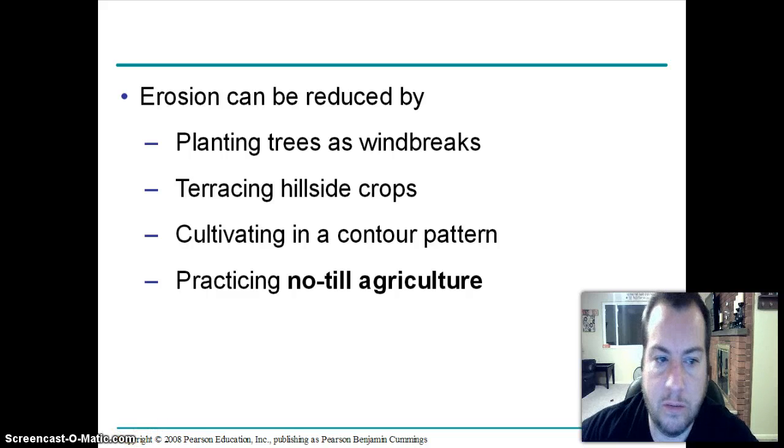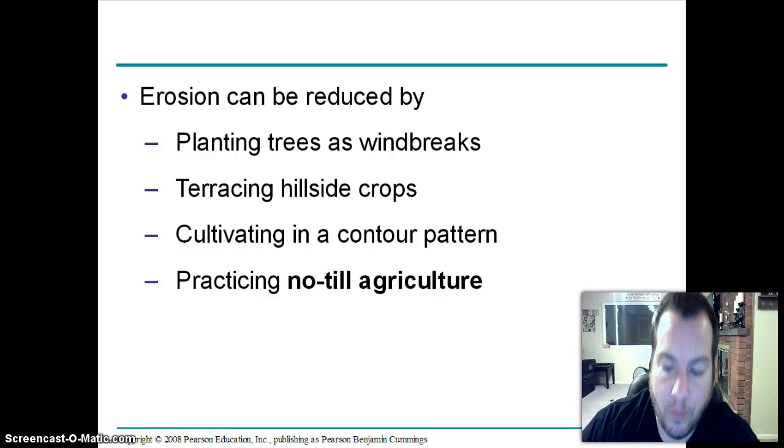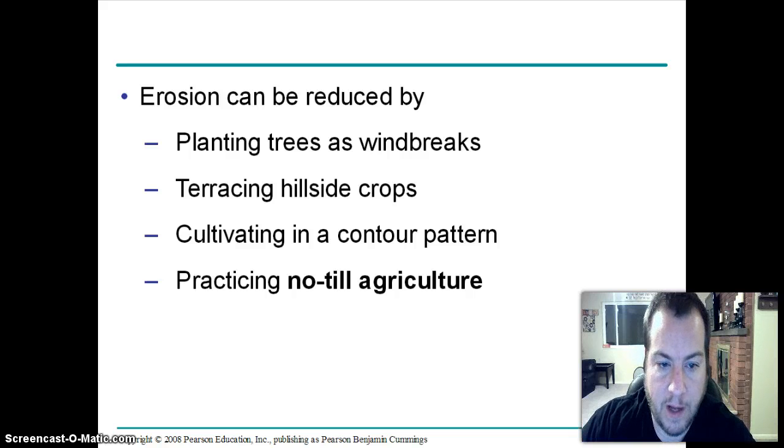And there's also a form of agriculture called no-till agriculture, where you don't plow the land, and all of those help to prevent erosion.